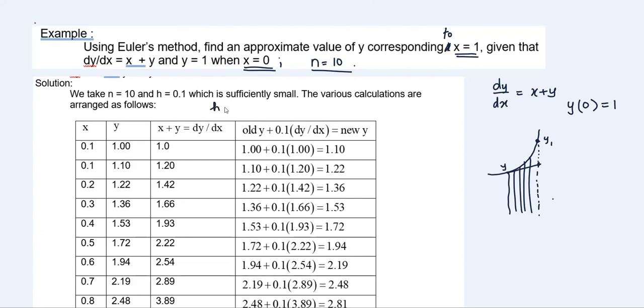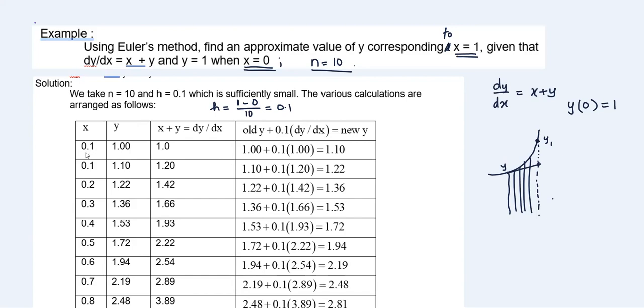So h will be the step we want divided by 10. So it is 0.1. The interval width h is 0.1, which is sufficiently small. If you want n equal to 100, this will be 0.01. Then you will have to use a computer program and it will solve immediately. But in the GATE exam, we will have to do steps. Now the various calculations are arranged as follows.